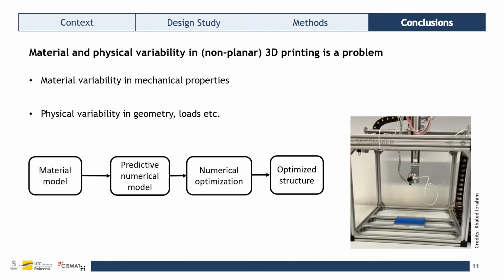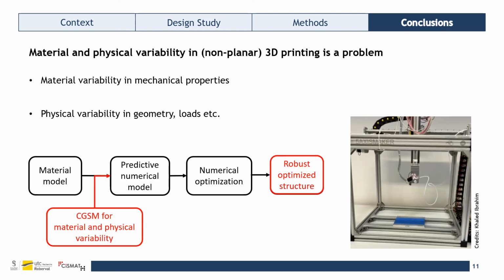By using numerical optimization, optimized structures can be obtained, which have a minimum volume or minimum compliance. But these can be sensitive to the variability associated with 3D printing. The use of the CGSM to consider material and physical variability increases the quality of the predictive numerical model, and so can lead to robust optimized structures.